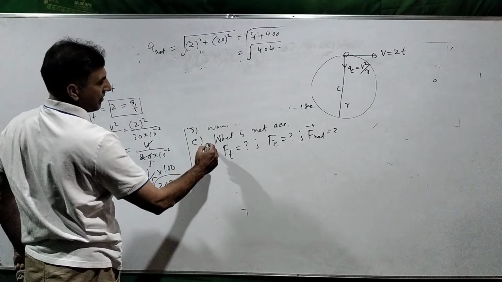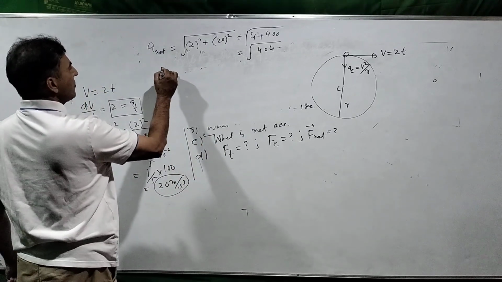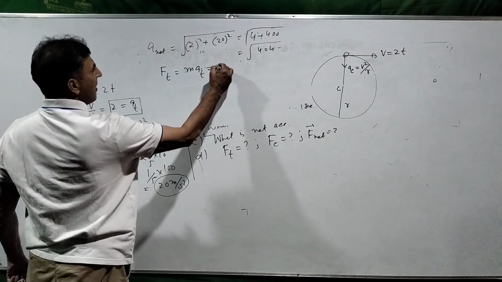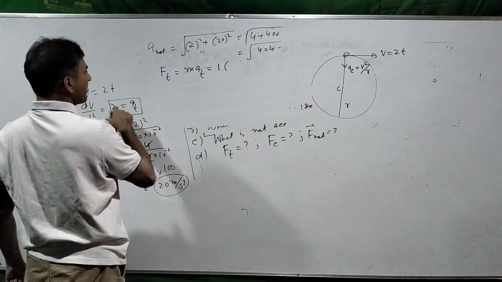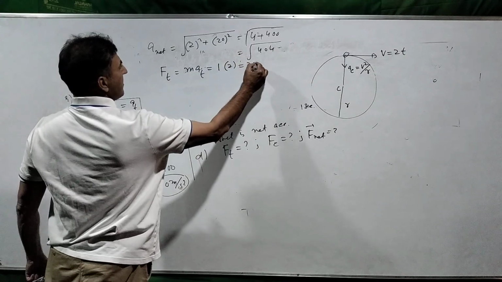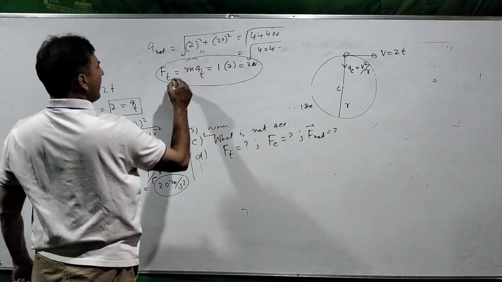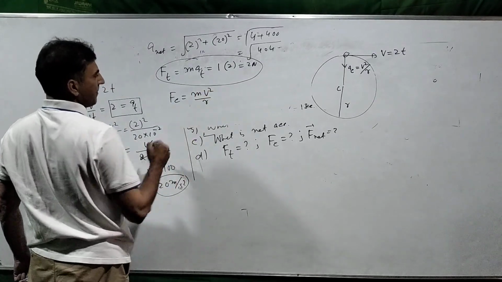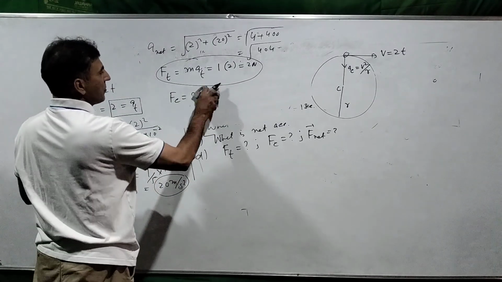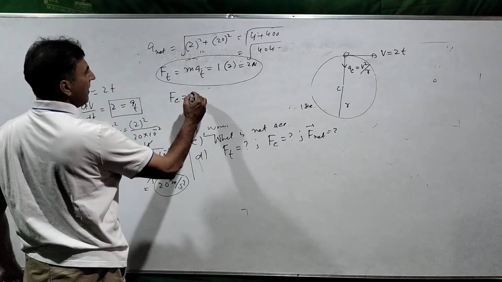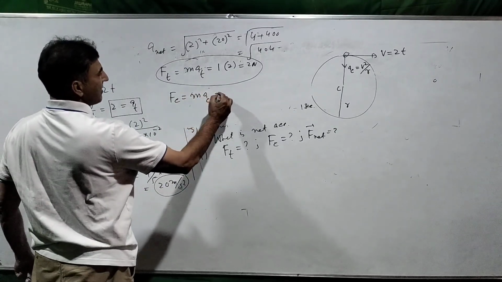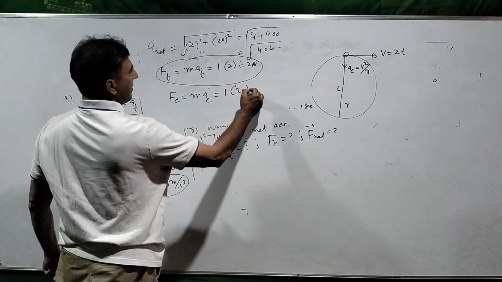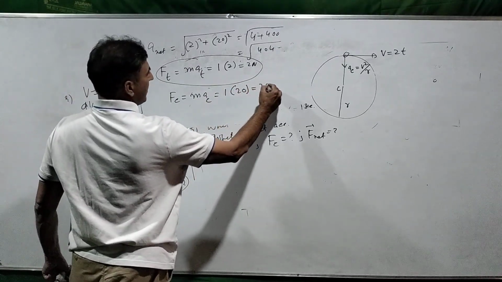That is done too. What is tangential force? That is mass into tangential acceleration. Mass is 1 kg and tangential acceleration is 2, so that is 2 Newton. What is centripetal force? That is mv square by r, that is mass into centripetal acceleration. Mass is 1 kg and centripetal acceleration is 20, so that is 20 Newton.